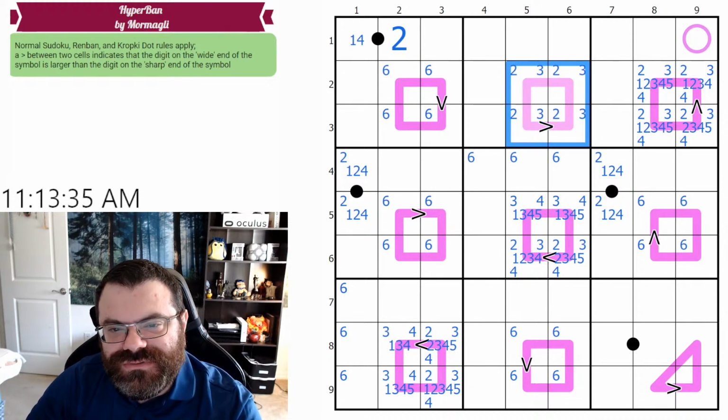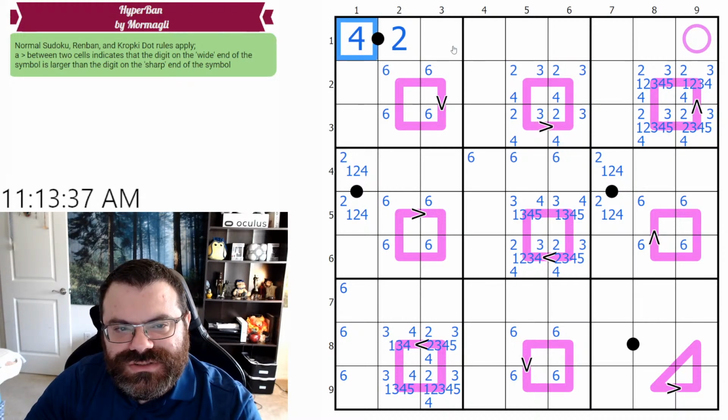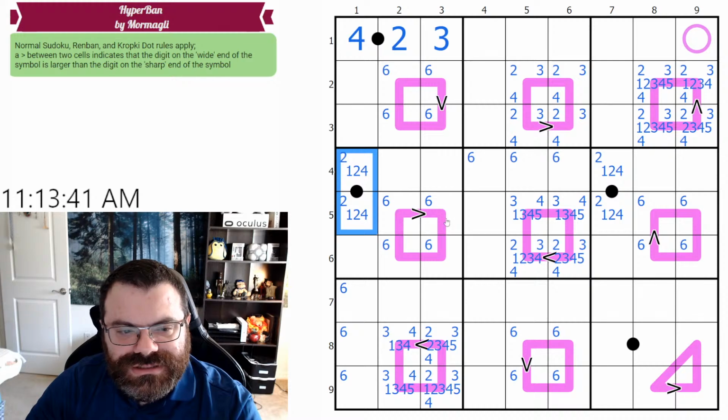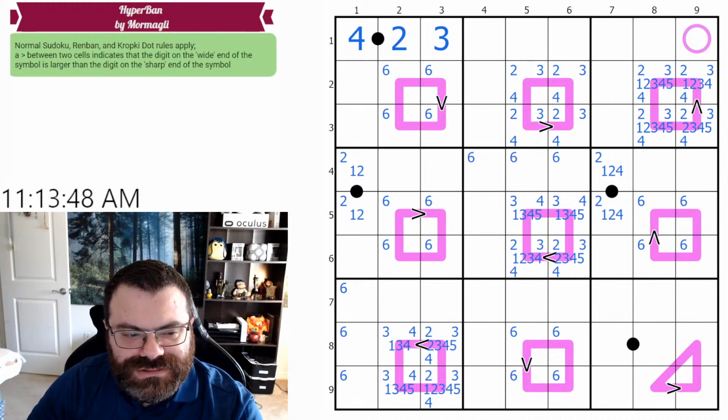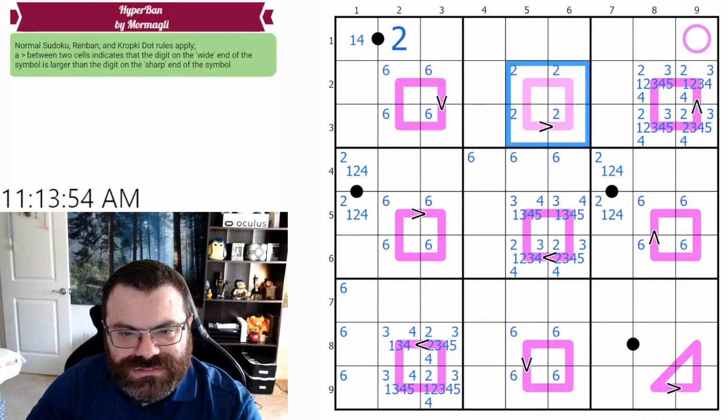If this has 2, 3, 4 on it, then this is 2, 3, 4. Aha. Oh, okay, I see. And so that makes this a 1, 2 pair, and that removes 1 from the box. Okay. I wasn't looking far enough ahead. So this doesn't have 2, 3, 4 on it.